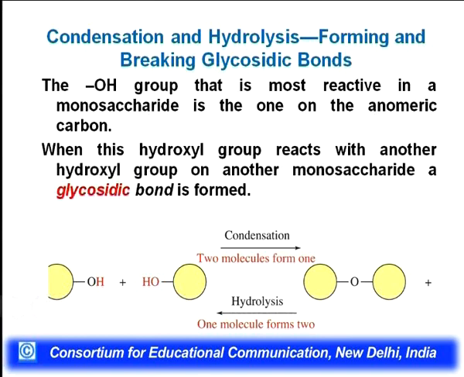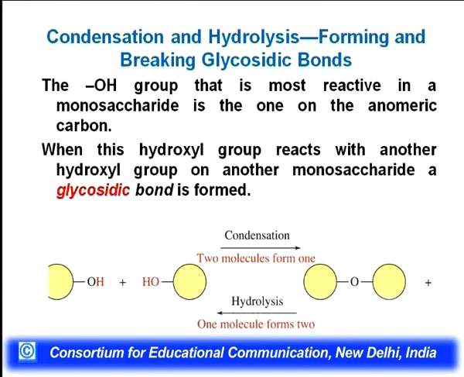monosaccharide. Why does the anomeric hydroxyl group take part in the reaction? This I have discussed in my last lecture, that in this case the oxocarbenium ion which is formed is most stable, since it is stabilized by resonance.